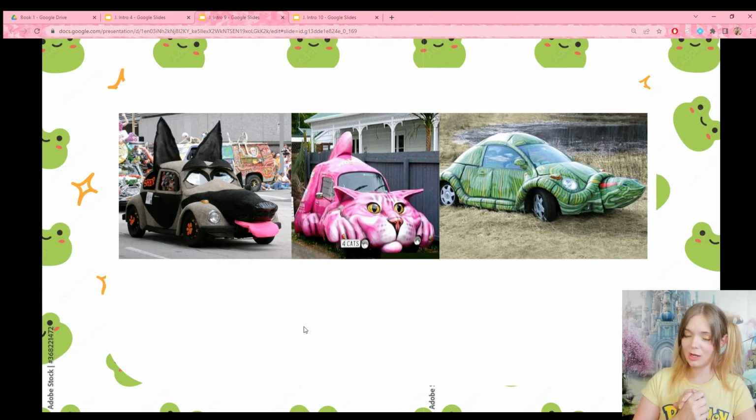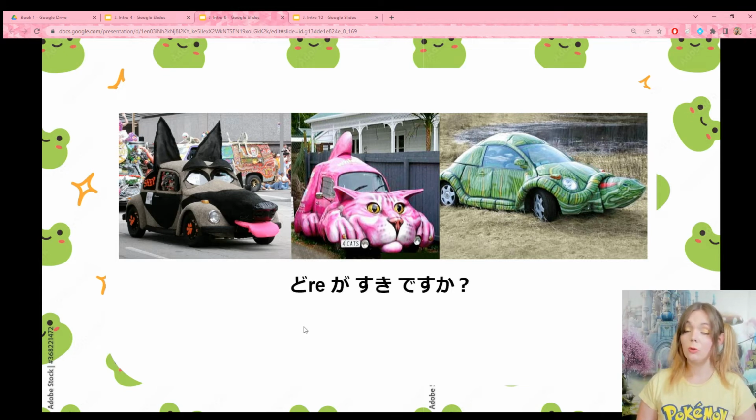Now, let's try applying everything that you've learned so far. We've got 3 pictures here. A dog car, a cat car, and a turtle car. You could also say a black and brown car, a pink car, and a green car. What if I ask you, どれが好きですか? What does that mean? What is どれ? How is it different from 何?